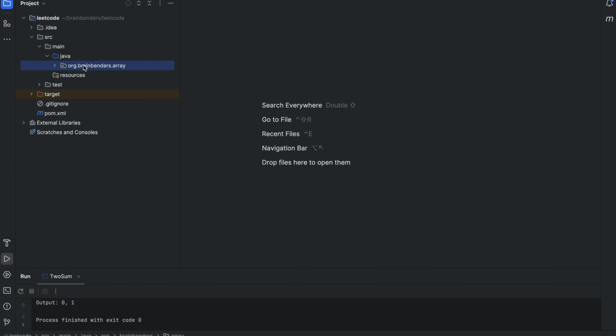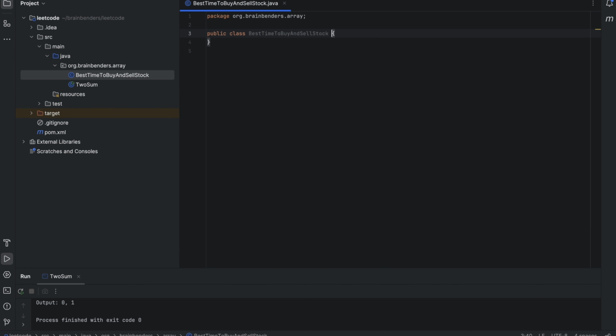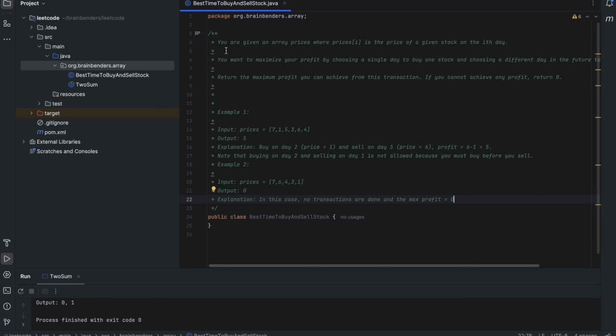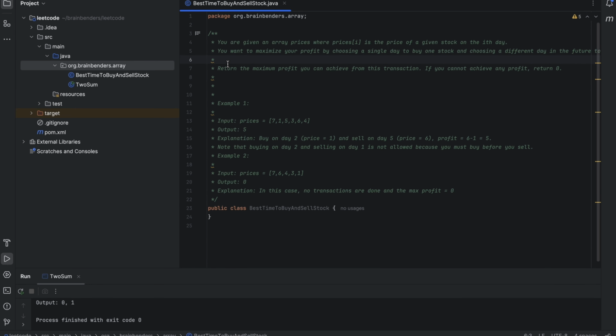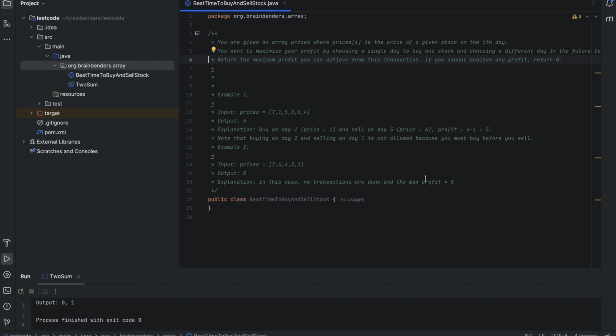Go to IntelliJ. I just write one more class. So let's say the name of the class is best time to buy and sell stock. All right, this is my problem statement. I put some documentation just for us to understand what we are doing. Okay, so there are two use cases.